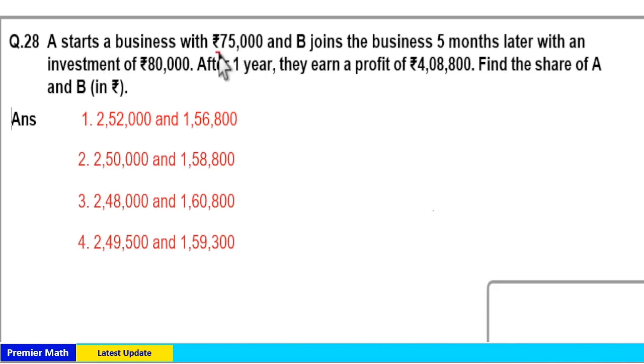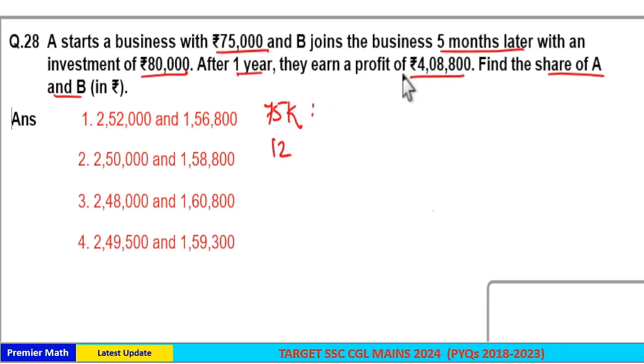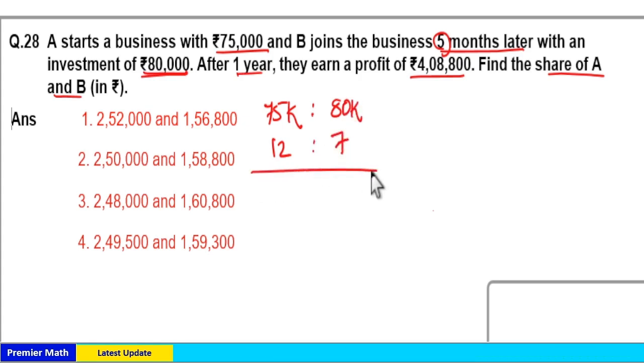A starts a business with 75,000 and B joins the business 5 months later with an investment of rupees 80,000. After 1 year, they earn a profit of 4,88,000. Find the share of A and B. Here A invested 75,000 for 12 months, for 1 year. And B joined 5 months later with an investment of 80,000, meaning B invested 80,000 for the remaining 7 months.